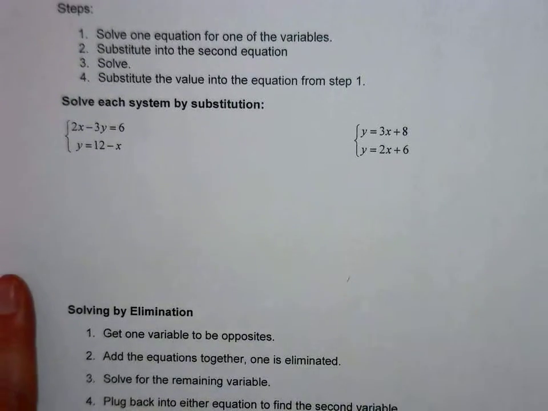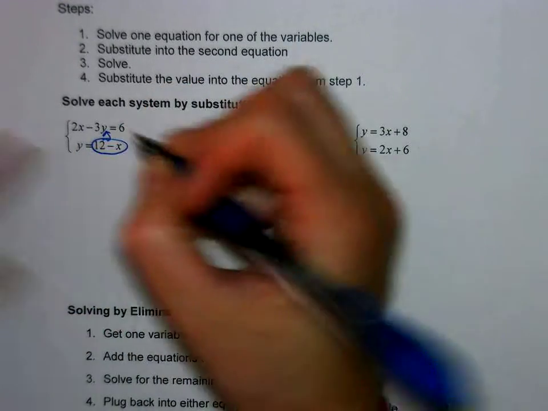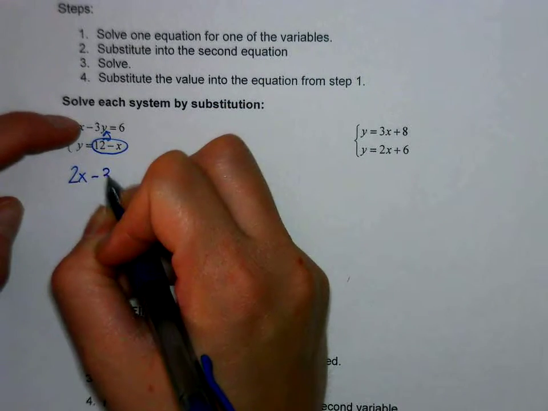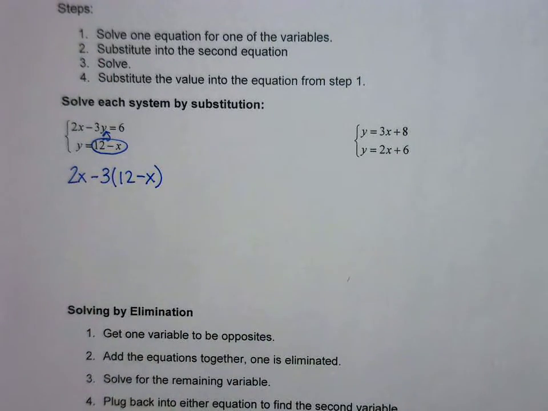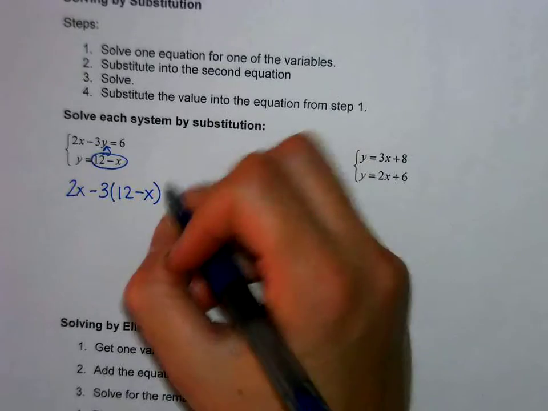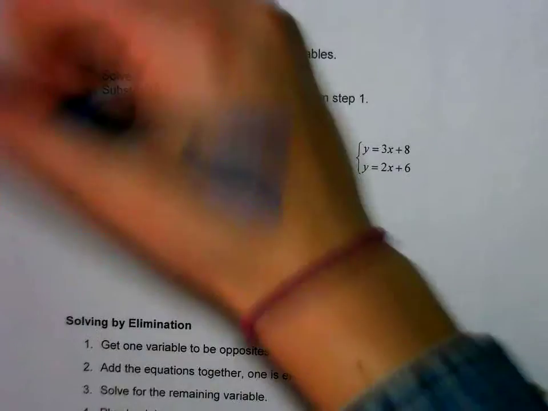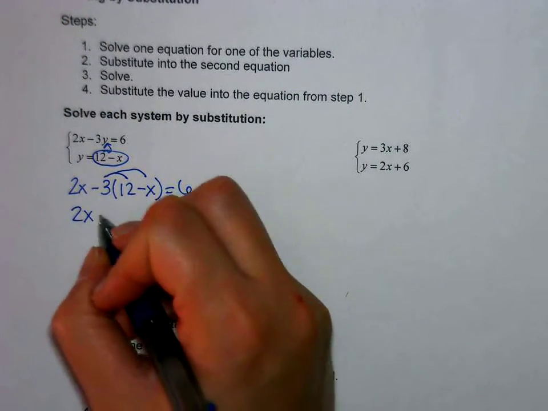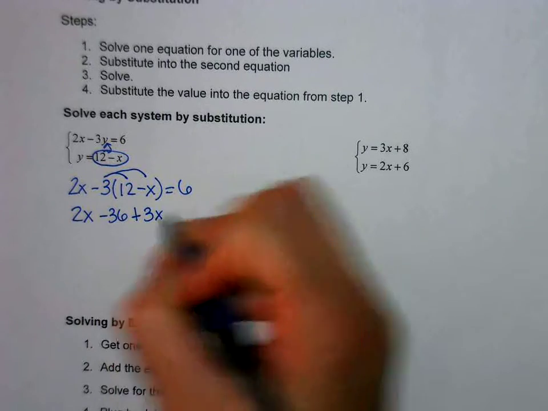I have y equals, so I want to take what y equals and substitute it in for my second equation where y is. So that means I have 2 times x minus 3, but I'm substituting my y in for 12 minus x, equals 6. From here, in order to solve, I need to distribute that negative 3. So I'll have 2x, negative 3 times 12 is a negative 36, and negative 3 times a negative x is a positive 3x equals 6.